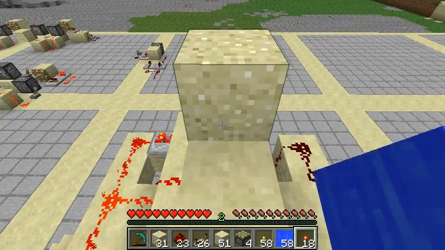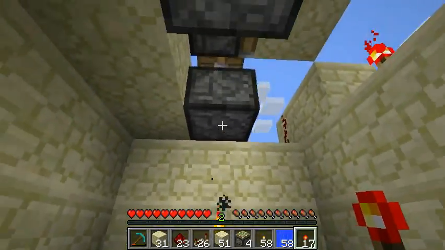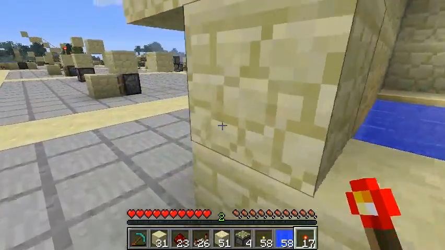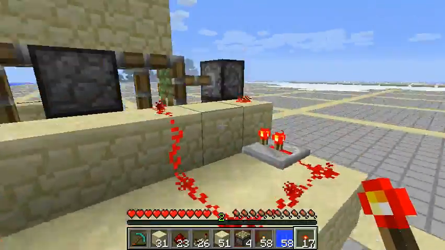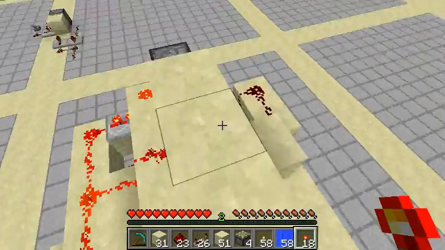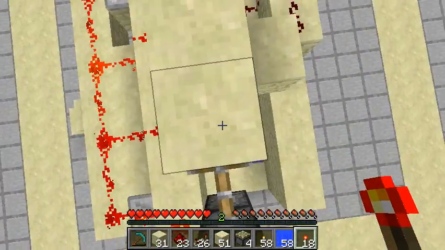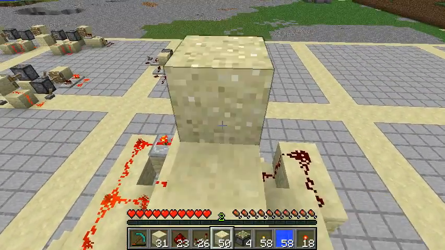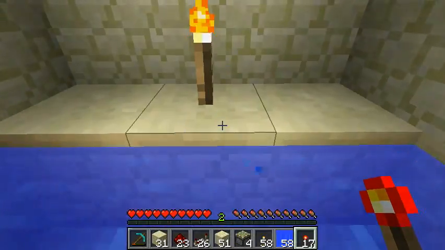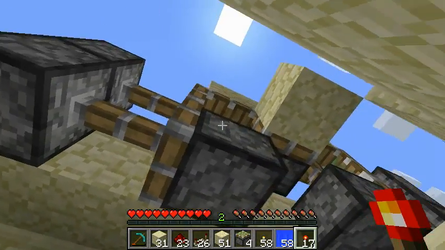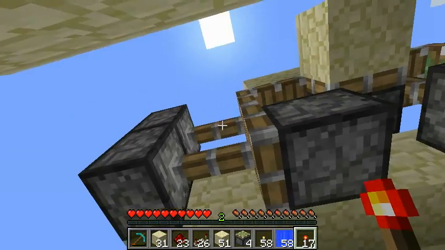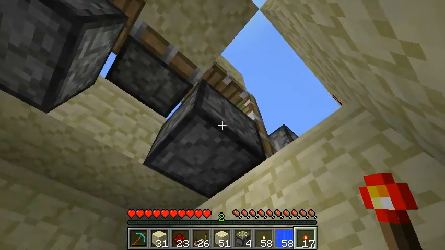Try that again. Alright, so now it seems to be working again. When you're standing on top of this block, if you place a sand block there and a redstone torch on the end of that sand block. Then what happens is these pistons here, this one collapses, pulling down the sandstone block, and these two pistons pull it to the side, and the same happens on this side.